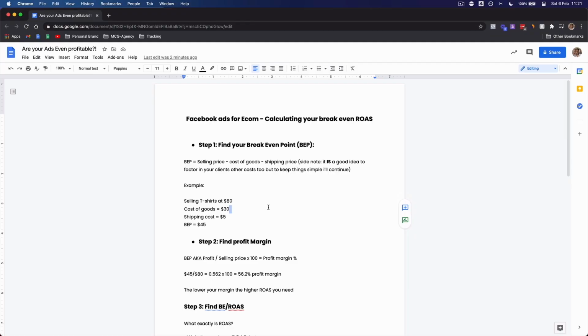So guys, now that we are in my computer, what I'm going to be doing is leaving this sheet in the description below, so you can literally copy this and have all the formulas that you basically need. So again, Facebook ads for e-commerce businesses, calculating your break-even ROAS. This is an extremely important metric, so make sure you stay around to the end because you're going to need to know this before you even spend a single dime on your Facebook ads.